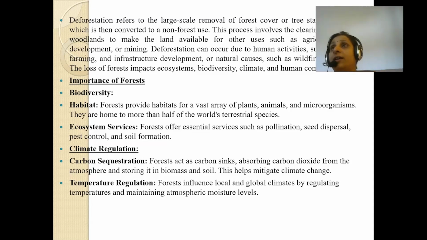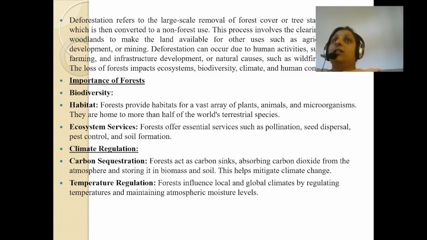For that, deforestation is required, such as logging. For farming purposes, land is required, so deforestation is needed. For infrastructure development, for making roads, bridges, and dams, we require clearing of forest. Or there can be a natural cause. For example, there can be a wildfire or storms, for which deforestation becomes necessary.